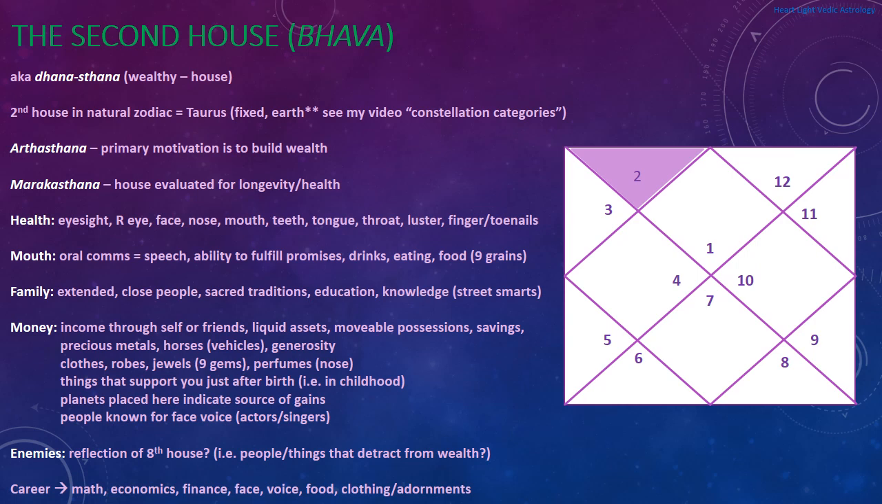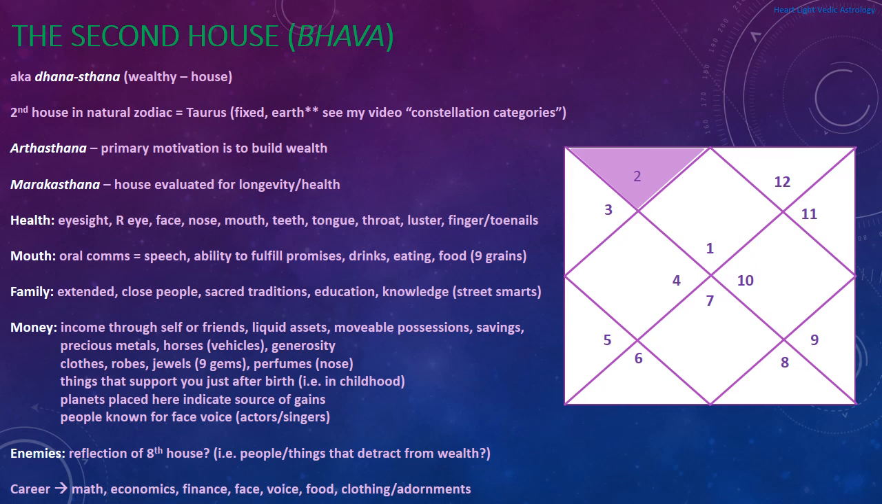The second house or Bhava is also considered an Artha Sthana, and Artha basically means the motivation for building wealth. So again, it's called the wealth house, the house of wealth. We have Taurus, a fixed earth sign, energy deeply underlying the energy of this house, and the second house is also called Artha Sthana. So it's pretty clear what the second house is about.